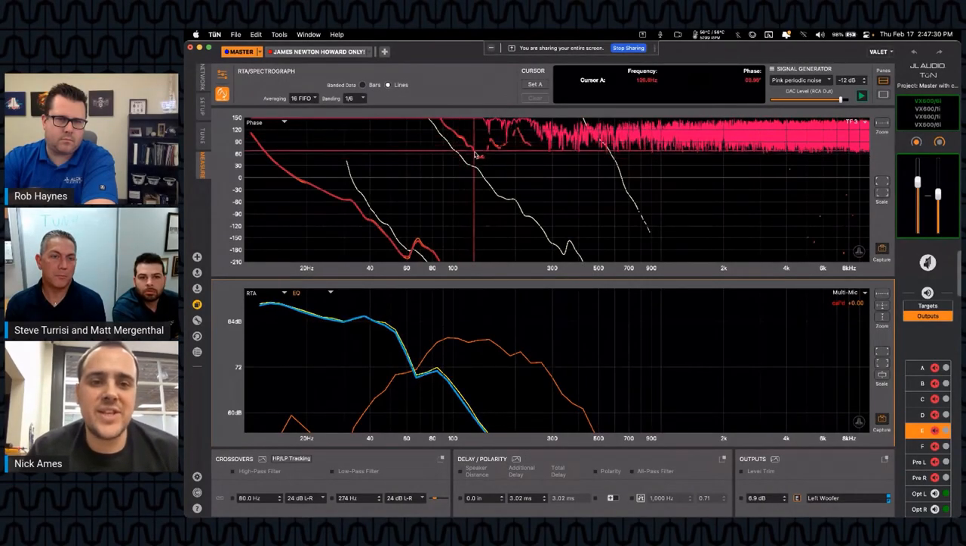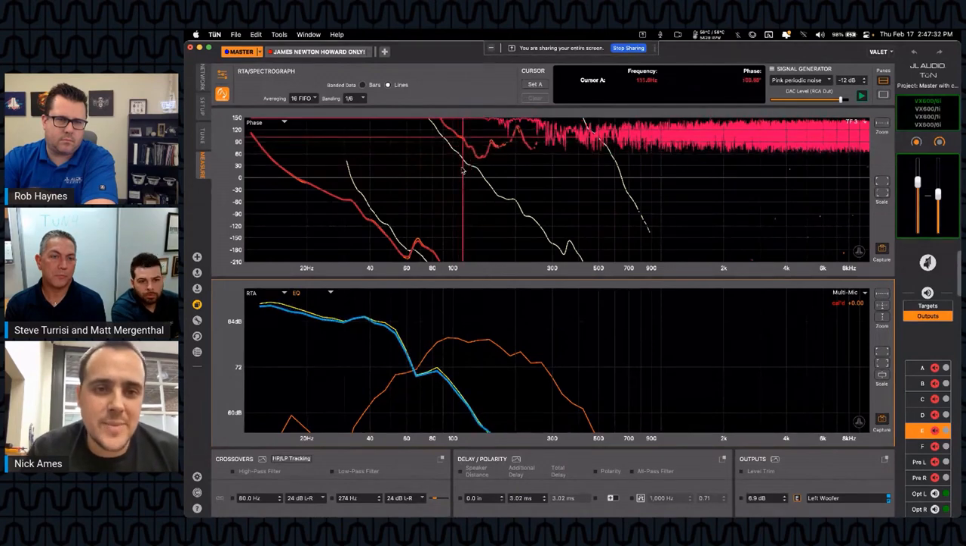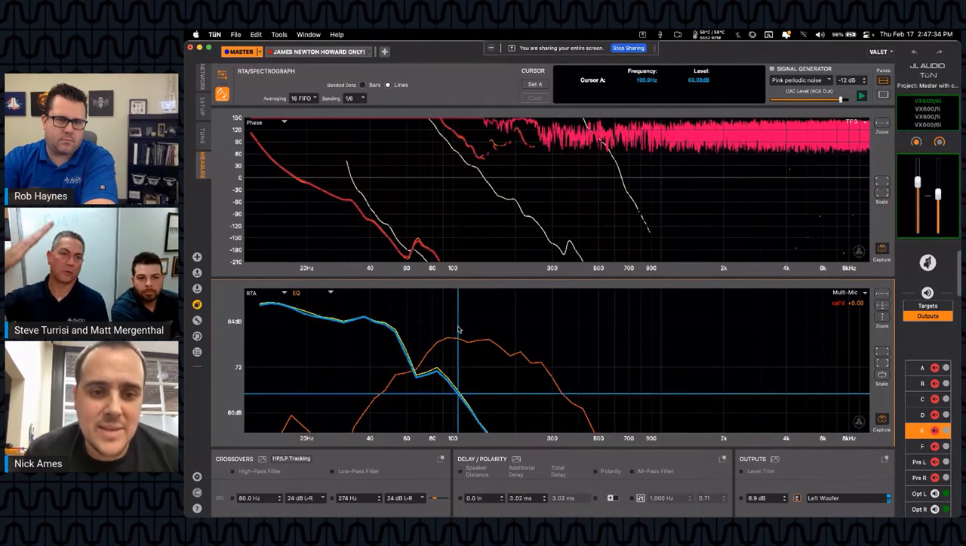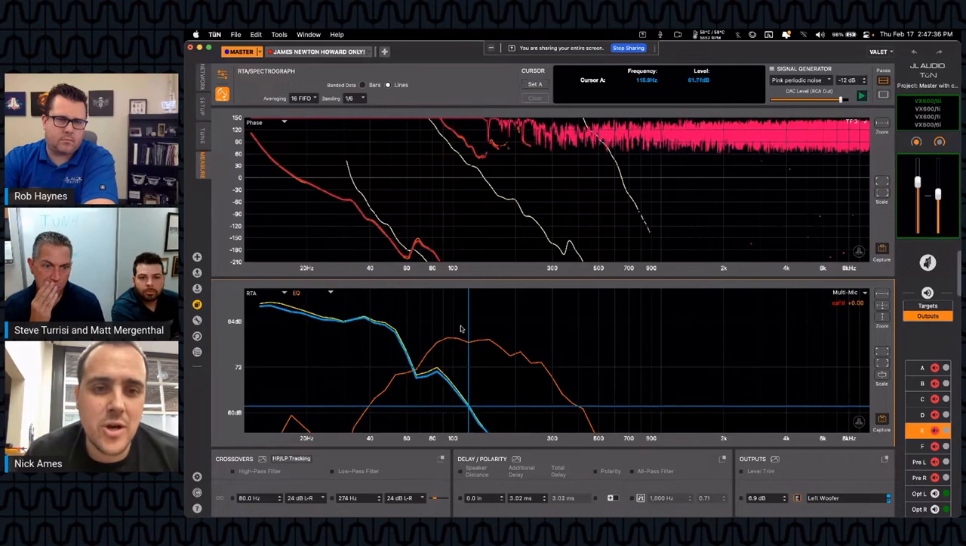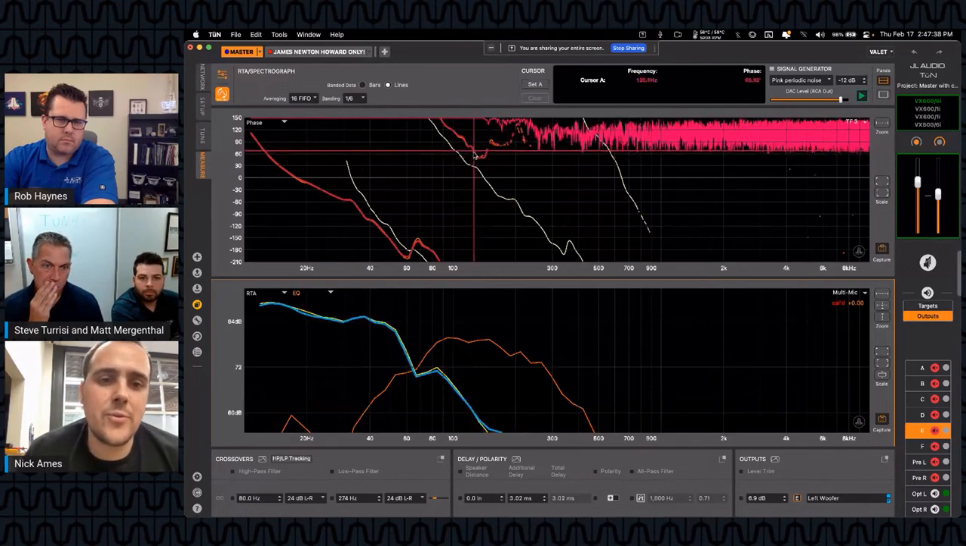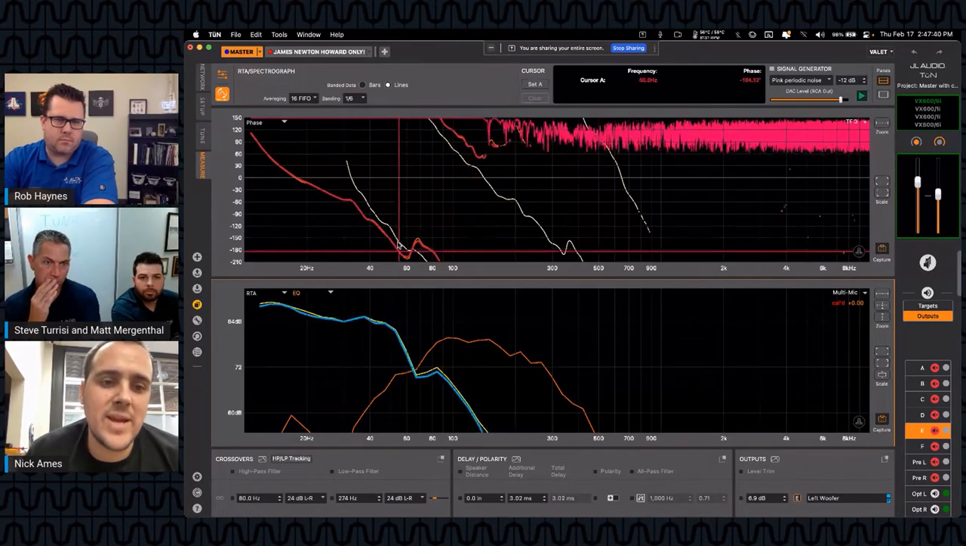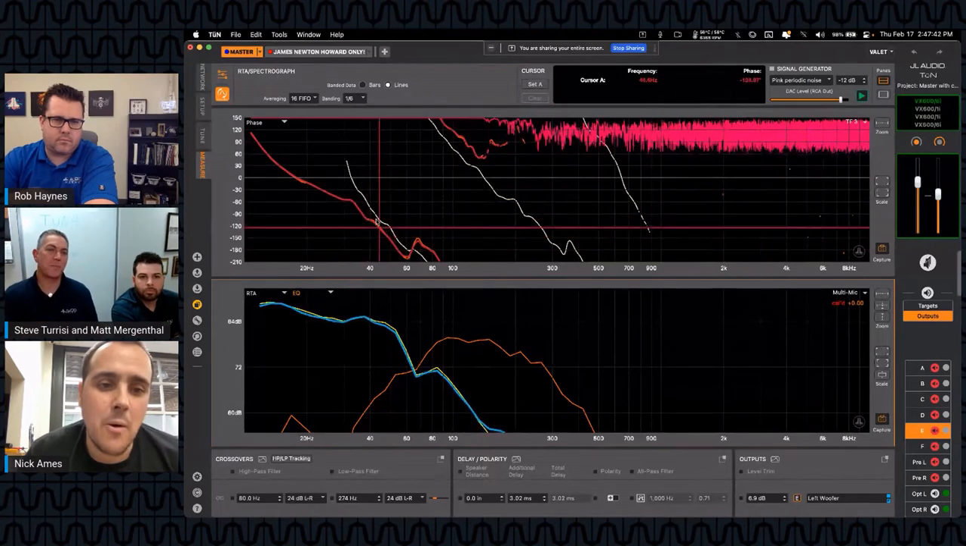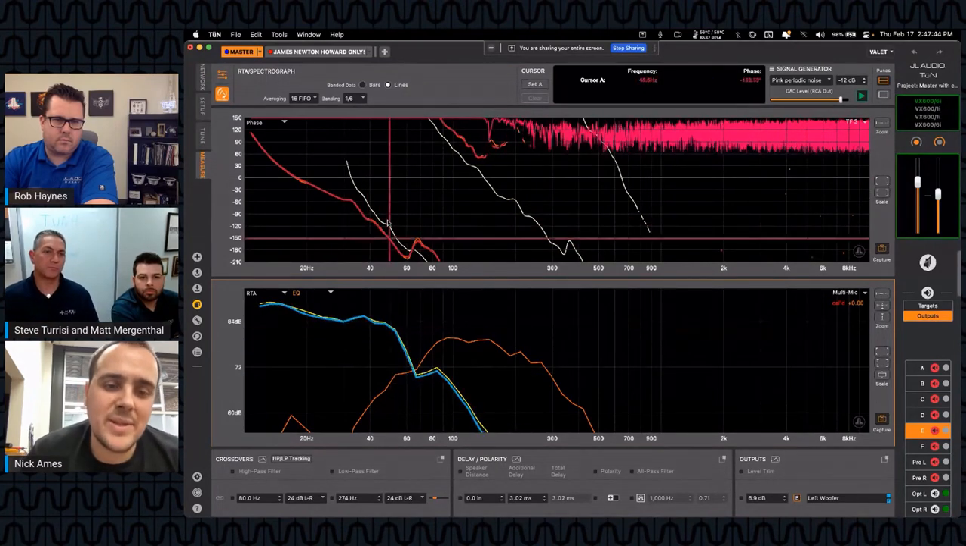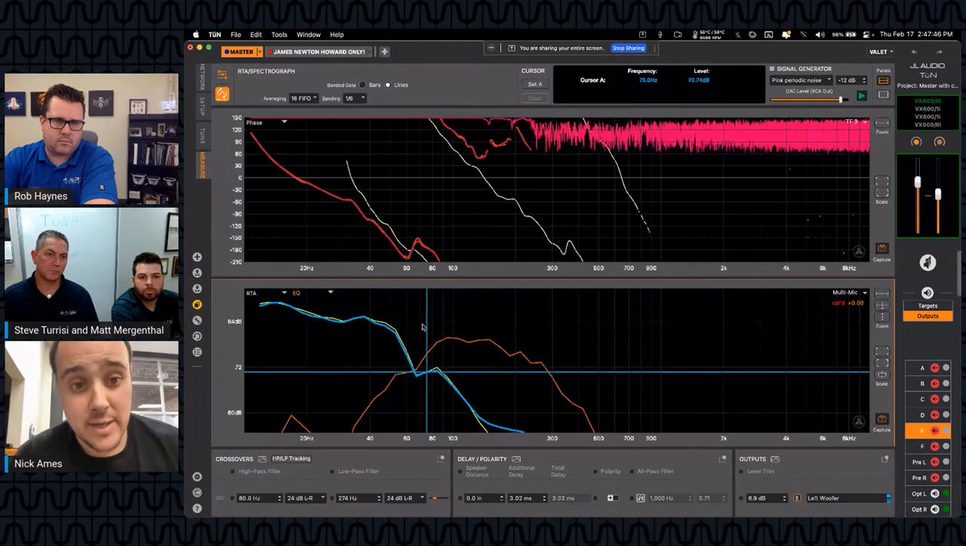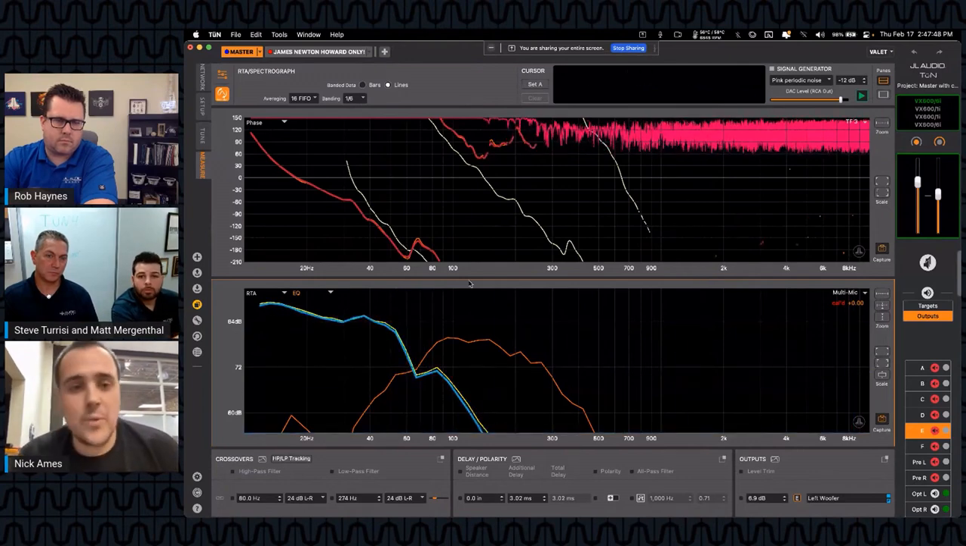One thing we could do is add a little bit of delay to the sub and move this area closer to the mid-bass, and then the area directly below that will sum stronger, right? But the further we move this to the mid-bass, if we start to separate these out more, then this area directly below that is going to sum less strongly, right? Okay, so we could try it.